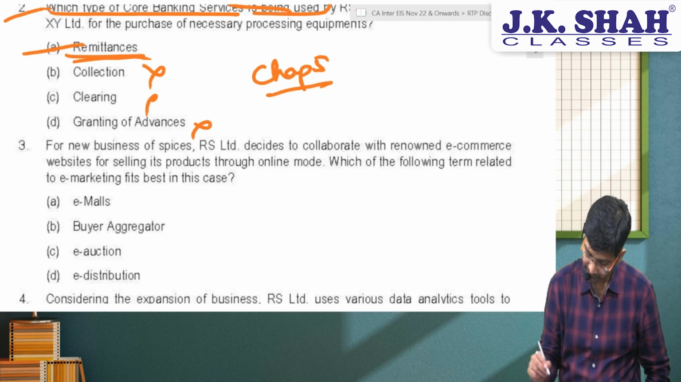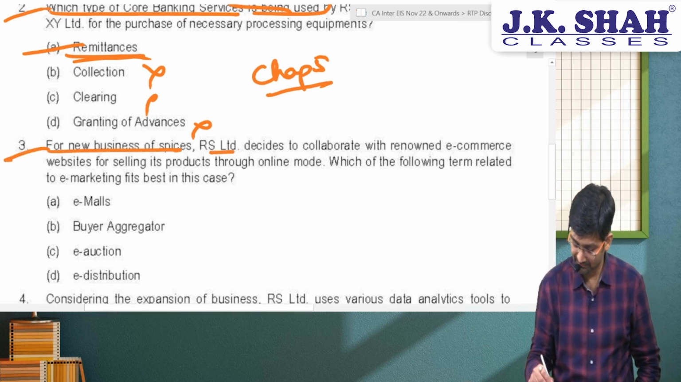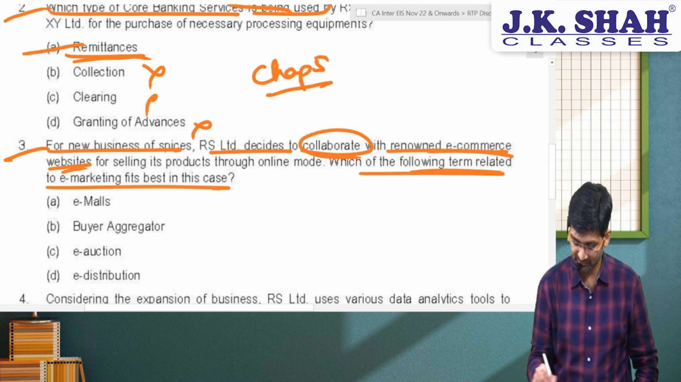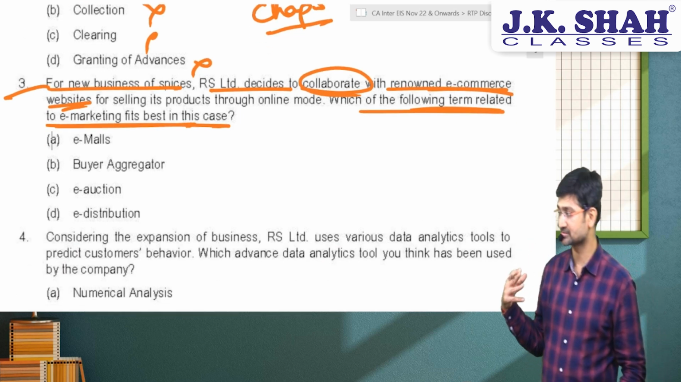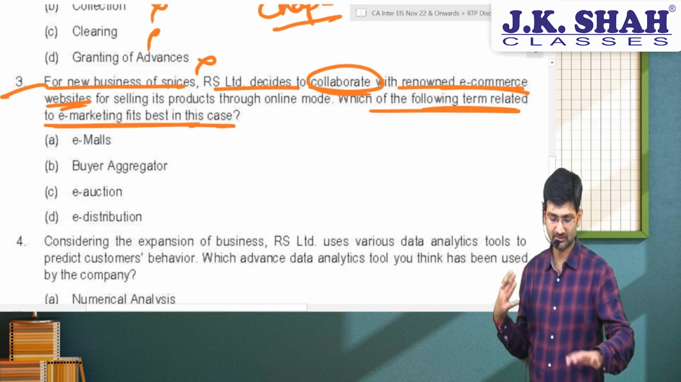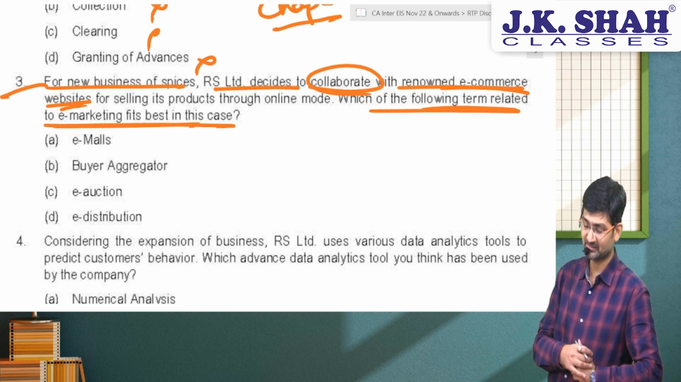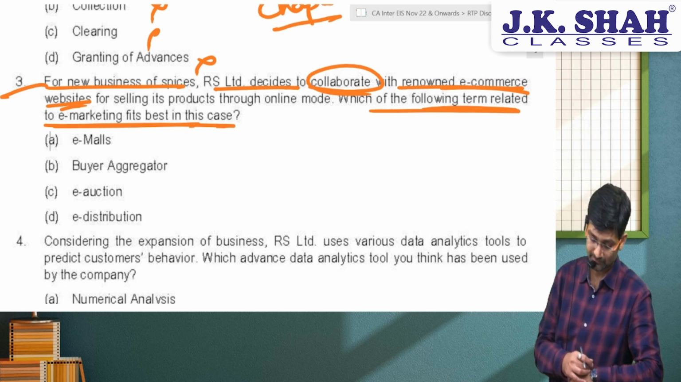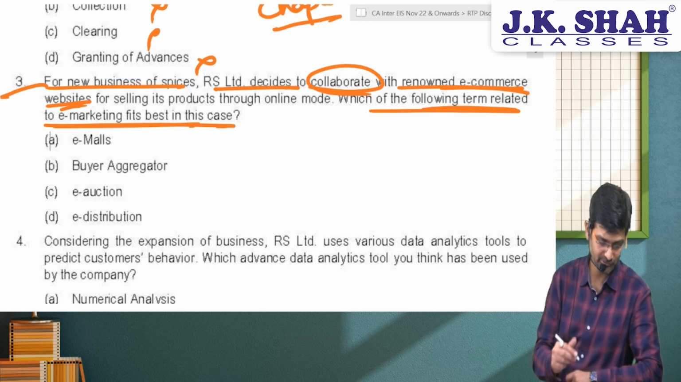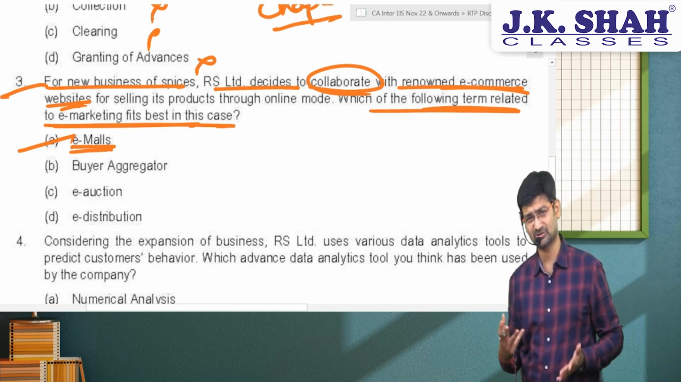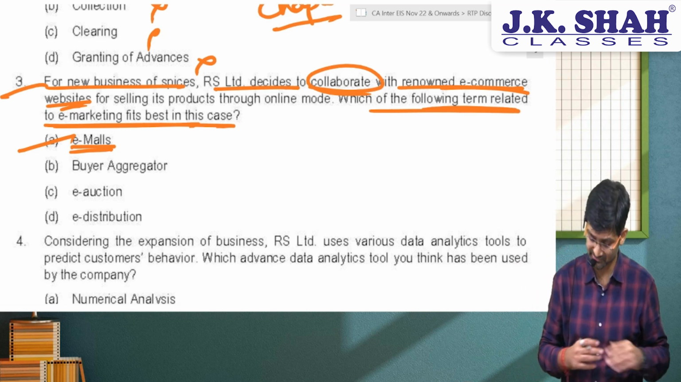For the new business of spices, RS Limited decided to collaborate with renowned e-commerce websites. Which of the following terms related to e-marketing fits best in this place? Now, if you're looking at the options, I'll give you another 10 seconds where you can look at the question yourself and also solve with me. So collaborating with renowned e-commerce websites for selling its products through online mode. When these e-commerce websites are going to be selling my products, they are going to be buyer aggregators? No. E-auction, e-distributions? No. They are going to be e-malls, if you can recall. E-malls may be specialized or generalized. Amazon is the best example we have discussed in classes.